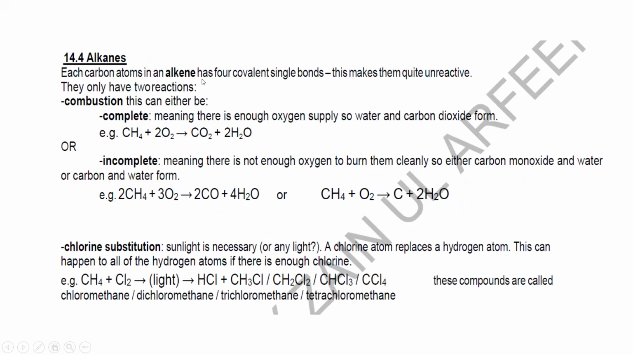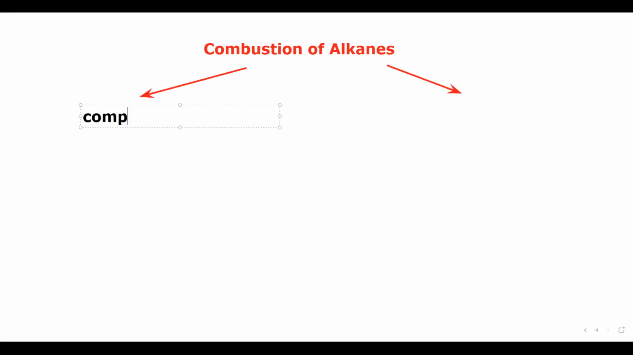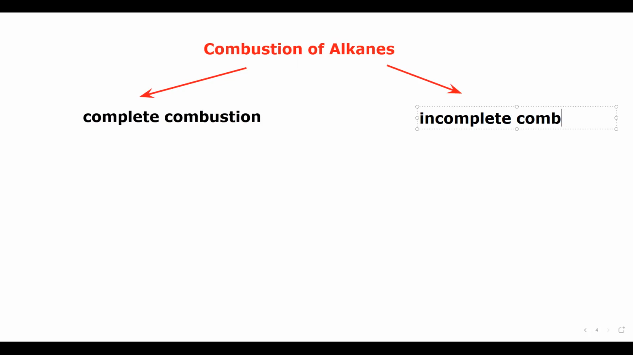Then the reactions of alkanes: number one is combustion, and number two is substitution. So combustion means burning. Combustion of alkanes. Alkanes can undergo complete combustion, and they might have incomplete combustion. Combustion here refers to burning. So whenever we burn alkanes, the complete combustion gives carbon dioxide and water.